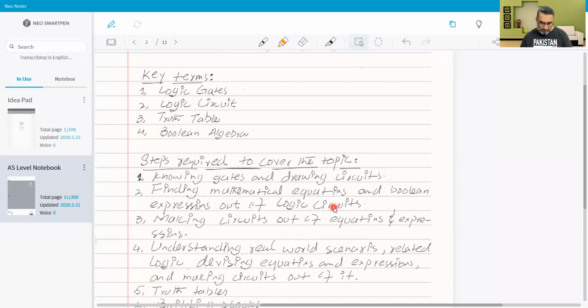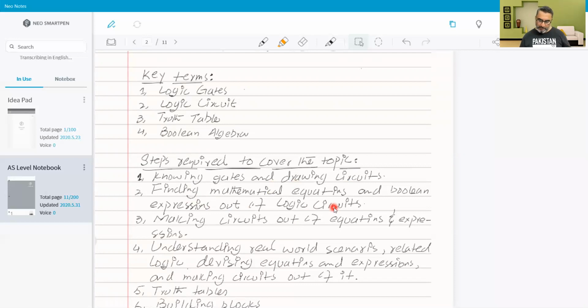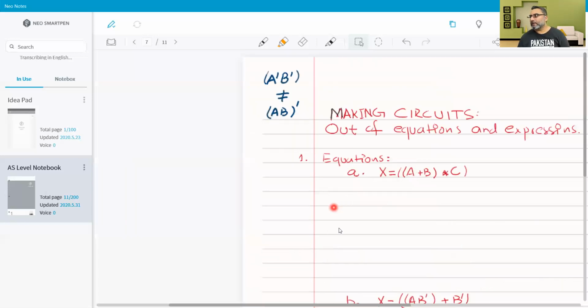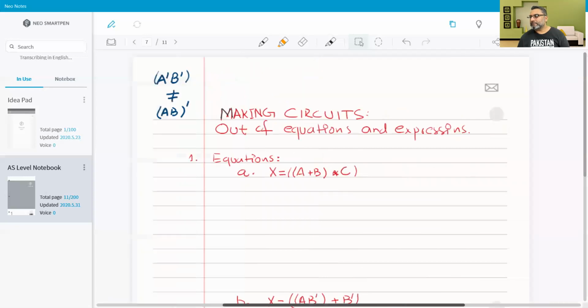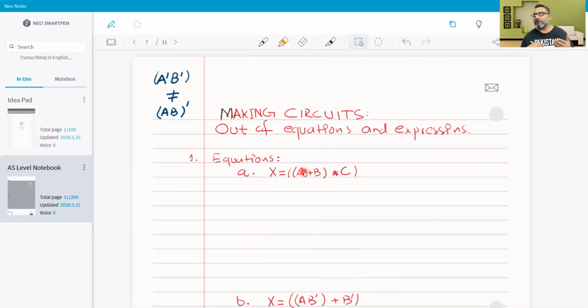Okay, now we will go further and we will learn how to do vice versa. Means what if we are given the logical equations, and we are asked to convert these to the logic circuits or make Boolean expressions out of it. I'm not going to make Boolean expressions out of it, rather I will be drawing circuits directly from it.